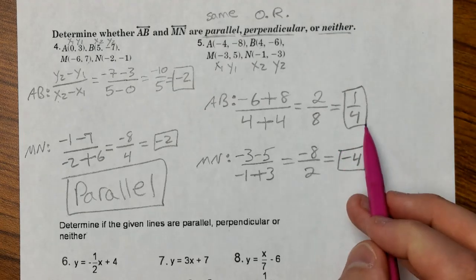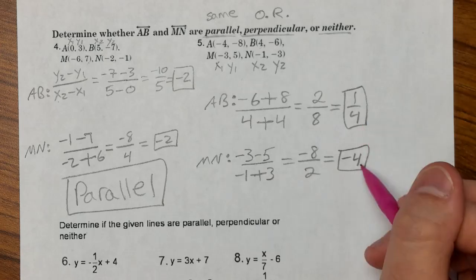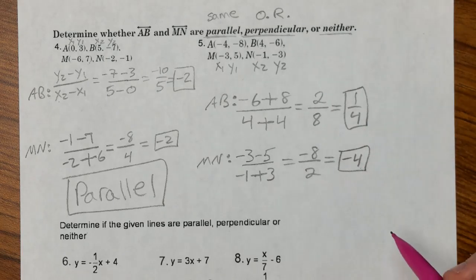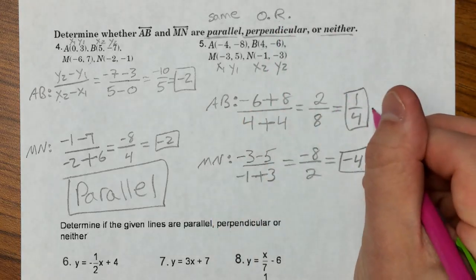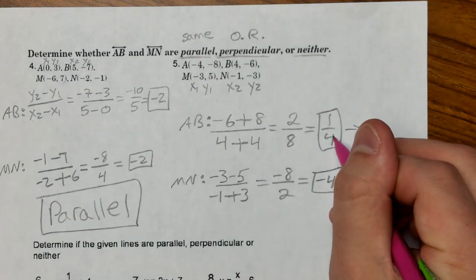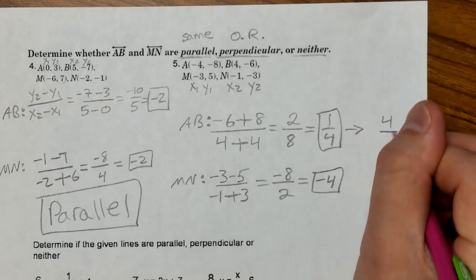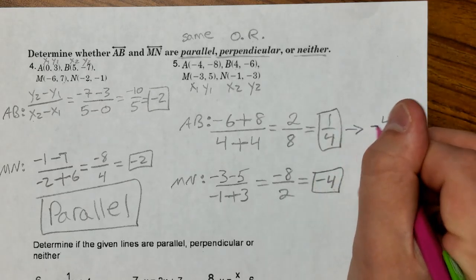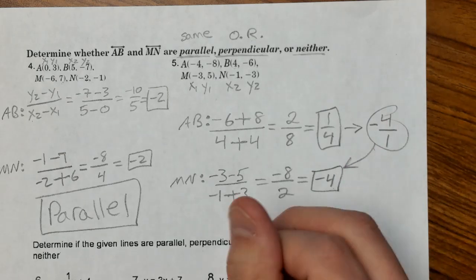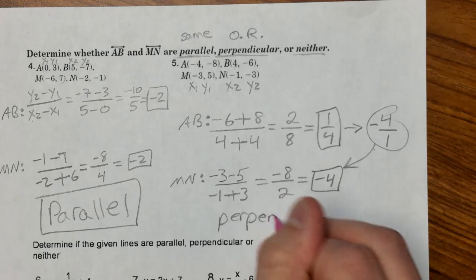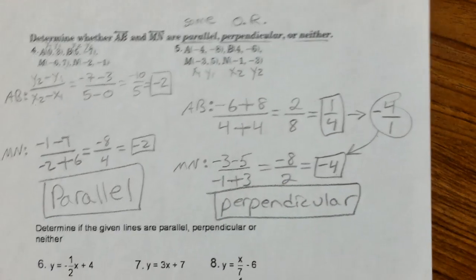Well, if I have 1 over 4 and negative 4 over 1, is this the same? No, so it's not parallel. Is it perpendicular? Well, we need them to be opposite reciprocals. If I were to flip the sign and flip the fraction, what would it look like? It would be 4 over 1, and then I would change it from a positive to a negative. Well, does this represent that number there? Yes, it does. So we are going to say that it is a perpendicular slope between the two of them.